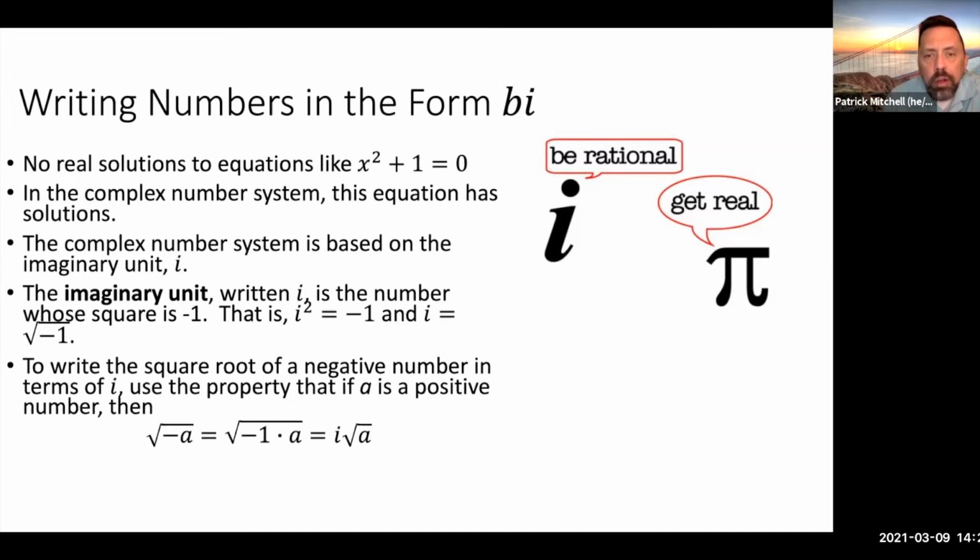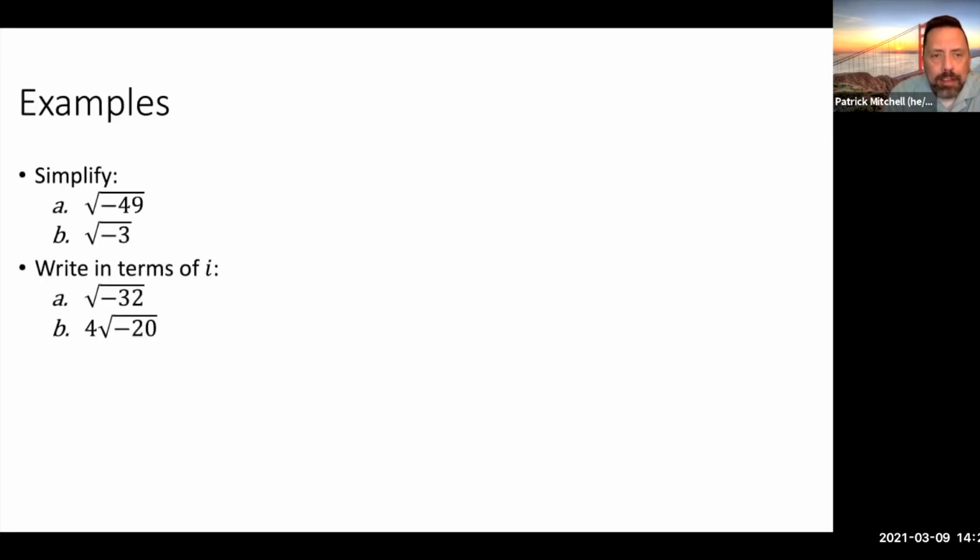So to write the square root of a negative number in terms of i, use the property that if a is a positive number, then the square root of -a is equal to the square root of -1 times a, which comes out to i times the square root of a. So for the first batch of examples, I've got quite a few of them here. We're going to simplify and then write in terms of i, which basically means the same thing. And we'll end this batch by multiplying and dividing. All right, so going back to the tablet.